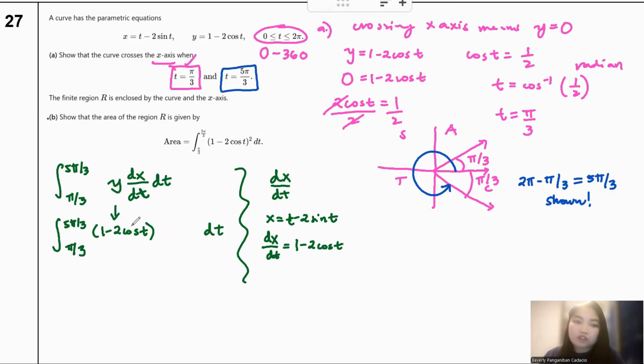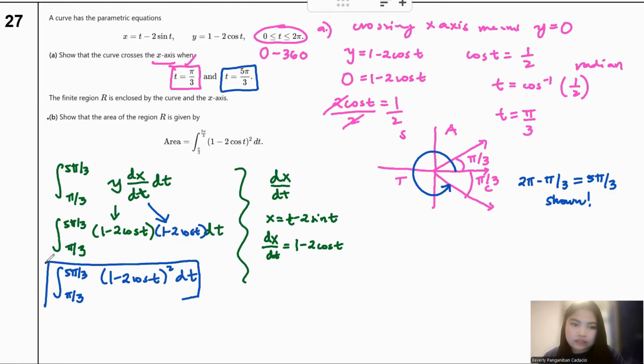What I'm going to do is I'm just going to put that here: 1 minus 2 cos t. And what can you notice? This one and this one are just the same, which I can just put in this format. And that's it. We already showed it, and it's the same as what you need to find. Just combine them, make it shorter by copying only one time and putting a square and dt. And that's the answer. It is shown.